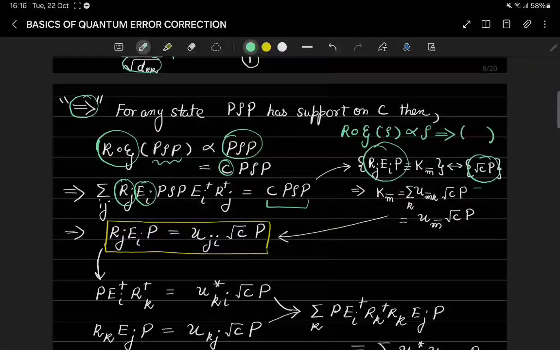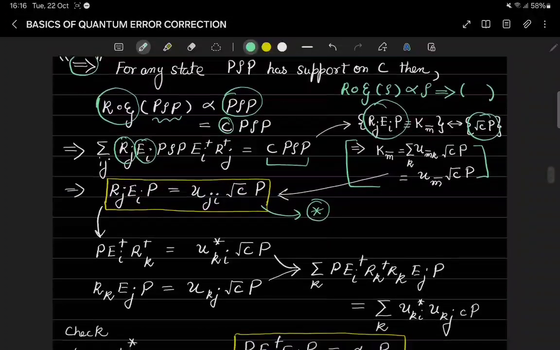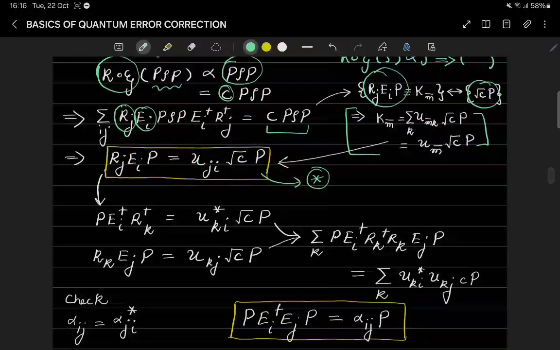Now from this you can deduce by the unitary freedom of the Kraus operators that the two Kraus operators, so I have done the small math here, but the main idea is that the two Kraus operators will be related in this particular fashion here. So R_j E_i P is u_ji under root of C_P. So from this what we can deduce is that this means that all my Kraus operators are proportional to P with the prefactors of u_ji for some complex matrix.